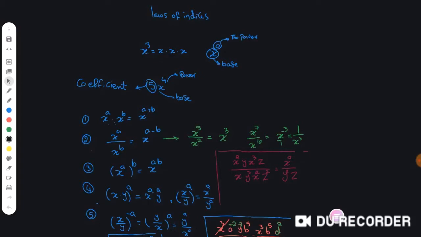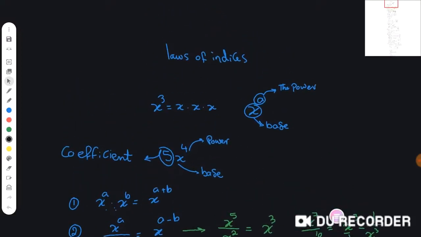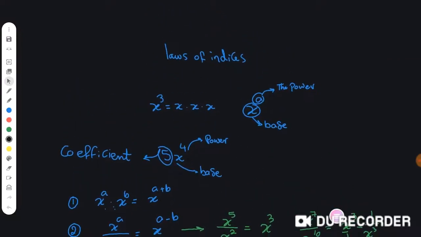This is the laws of indices. I will explain it quickly. The laws of indices. We have here x, which is the base, as you see here. Let me show you with the highlighter. This is x, this is the base, and a is the power.